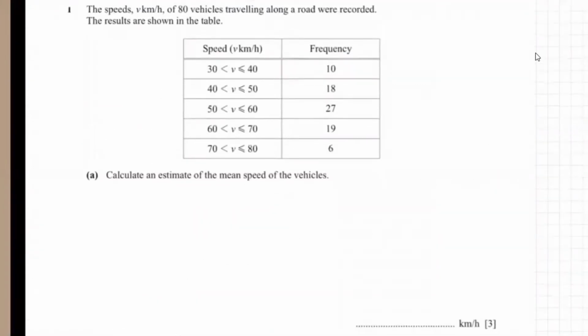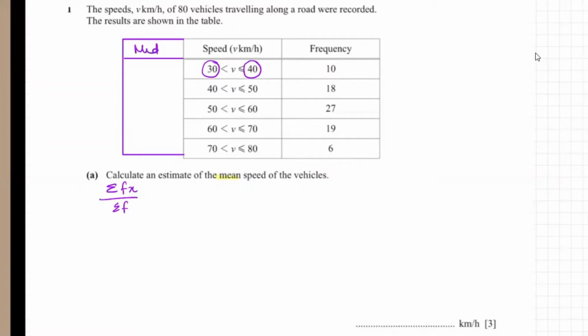So what is mean? How do we calculate it? Mean is basically the sum of fx divided by sum of f. Now, what is fx here? Whenever you see that there's a range given to you, like for example, 30 to 40, you always have to find the average of these two numbers. For that, we will first make another column for the mid value, and we will write down the mid value here. So 30 plus 40 divided by 2 is 35, 45, 55, 65, and 75.